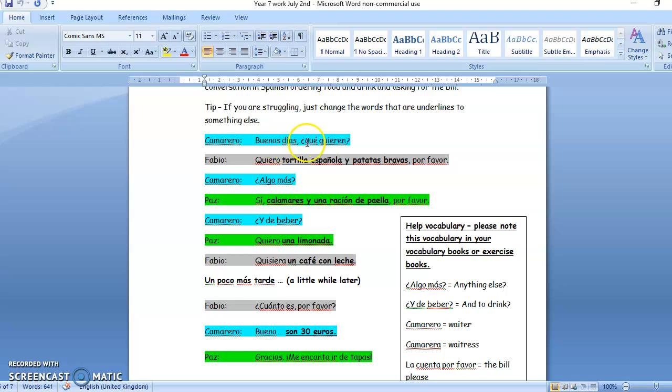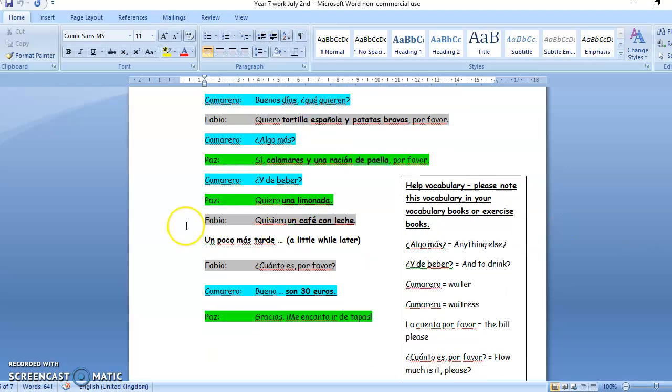Buenos días, ¿qué quieren? So Fabio says, quiero tortilla española y patatas bravas, por favor. Then the camarero says, ¿algo más? Paz: Sí, calamares y una ración de paella, por favor. Camarero then says, ¿y de beber? Paz then says, quiero una limonada. Right, so we move on to Fabio. So he says, quisiera un café con leche.